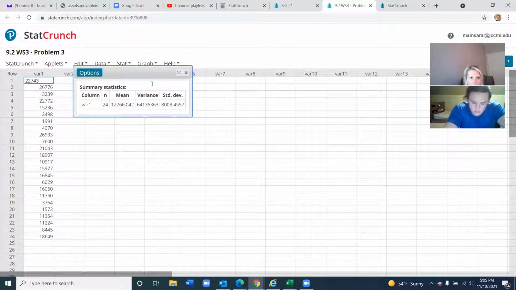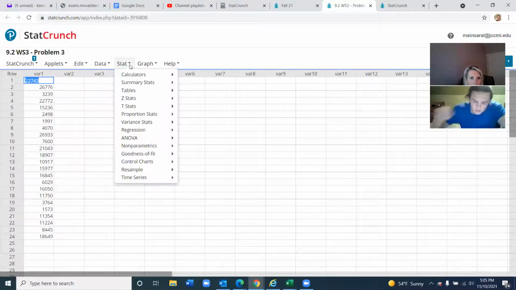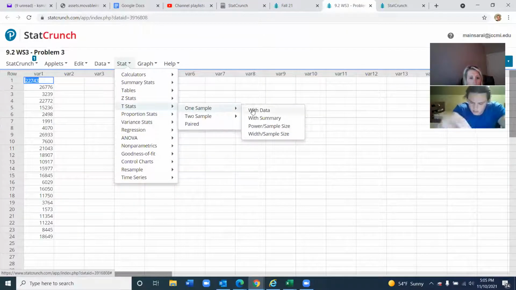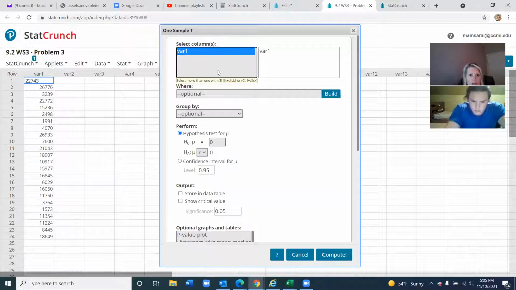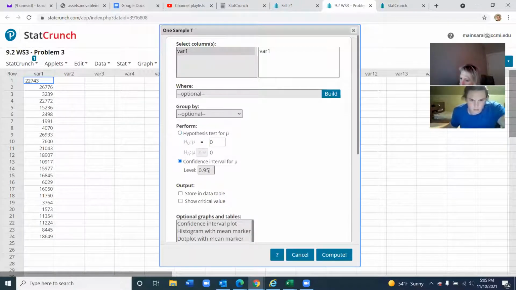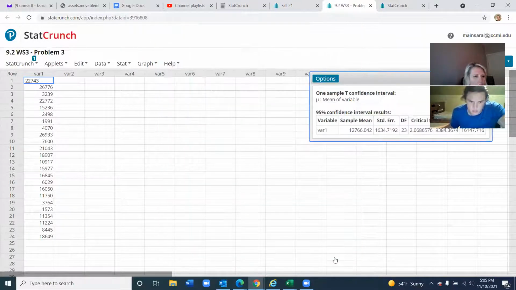And then we can go ahead while we're right here and go to Stat and T Stats. One sample, this time with data again. There's our variable and our confidence interval. And this time we do want a 95, so that's good. And I do want them to show me their critical value and compute. And there it is.